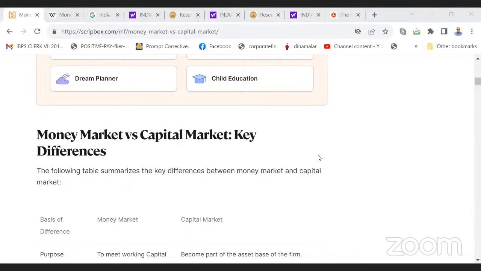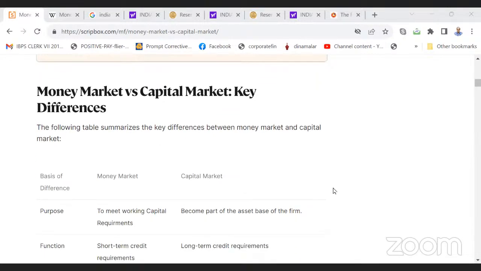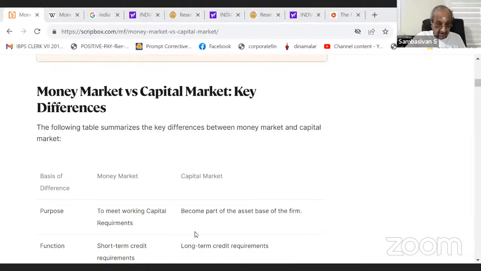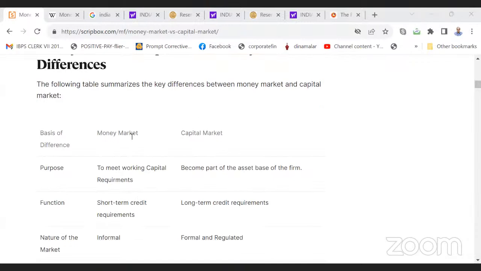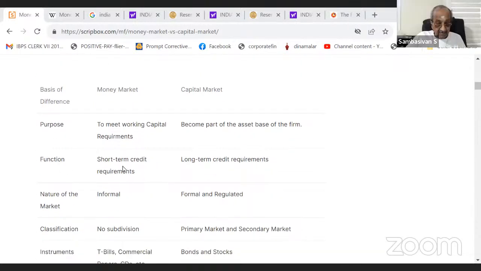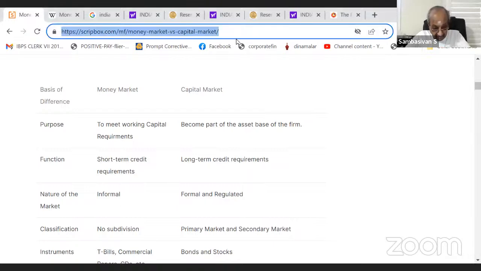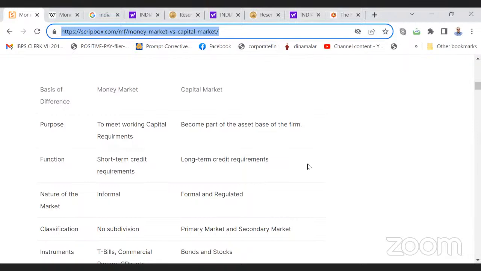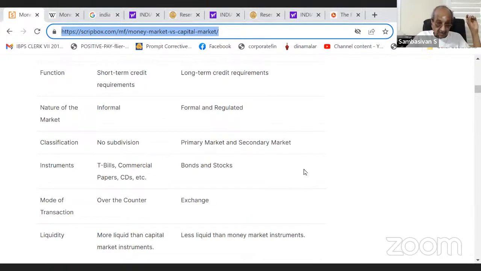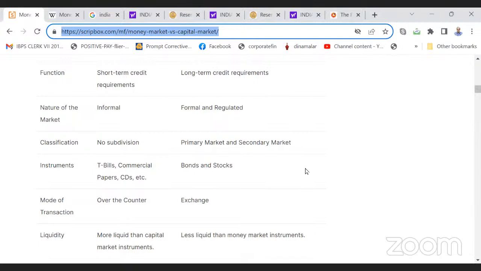Money market versus capital market. Key differences. The following table summarizes the key differences between money market and capital market. Basis of difference: money market, capital market. Purpose: money market is to meet working capital requirements; capital market becomes part of the asset base of the firm. Function of money market is short-term credit requirements, and function of capital market is long-term credit requirements. Nature of the money market is informal, and nature of the capital market is formal and regulated. Classification of money market: no subdivision; classification of capital market: primary market and secondary market. Instruments of money market are T-bills, commercial paper, certificates of deposit, etc., and instruments of capital market are bonds and stocks.